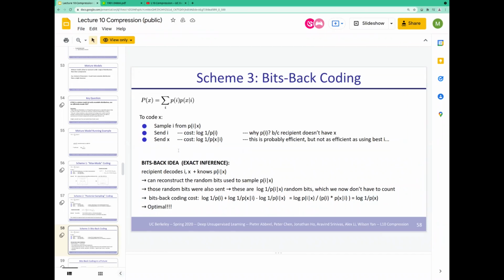I know it's very non-intuitive, in that there are some bits being hidden and transmitted by the actual sampling of it. But apparently somehow it works out to be optimal. So that's the basic idea of bits-back coding.